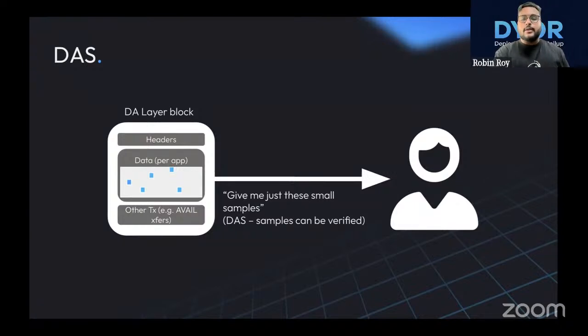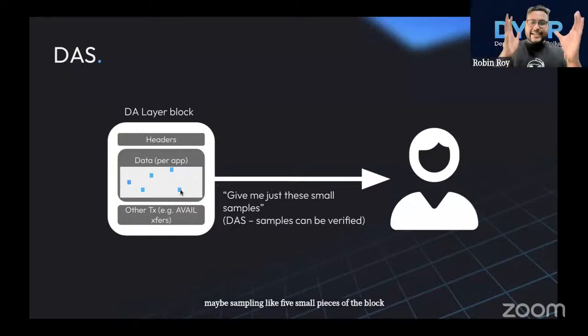This was not possible before. And this is something that Ethereum is planning to implement 5 years down the line in the Danksharding roadmap, but Avail has done it already today, right? So this is how an Avail block looks and how light clients sample. And now you might think, how does sampling maybe 5 small pieces of the block help in verifying that the entire block data is available, right?